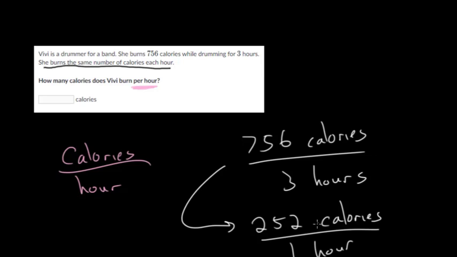And you can check this. So this is how many calories you burn in 1 hour, but we worked for 3 hours, and 3 times 252 is 756. So 252 calories per hour is her unit rate here.